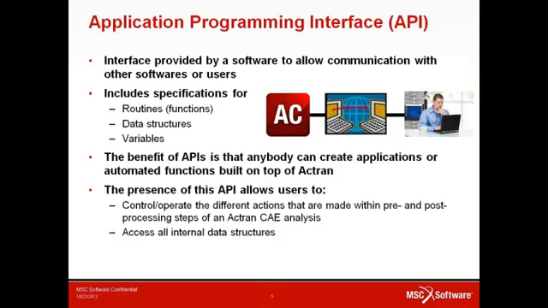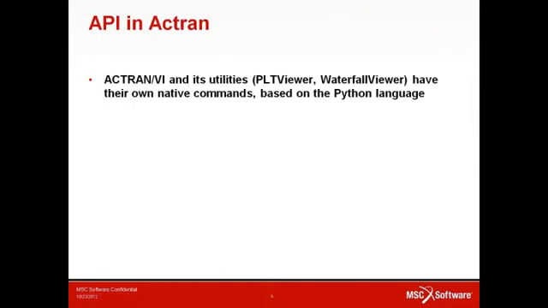In practice, for Actran users, the usage of an API could allow them to control and operate the different actions they can perform manually within the graphical user interface. It could also allow them to access internal data structures easily, mainly for post-processing steps. As indicated in the previous slide, Actran VI and its related utilities provide their own native commands, an API based on a Python language.